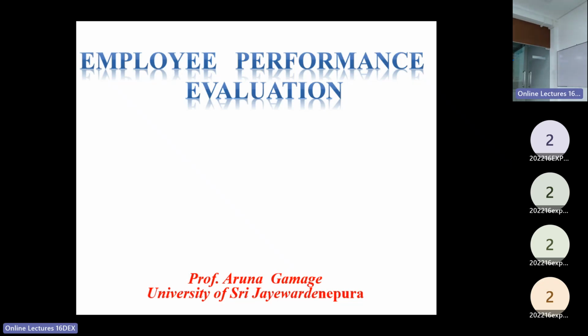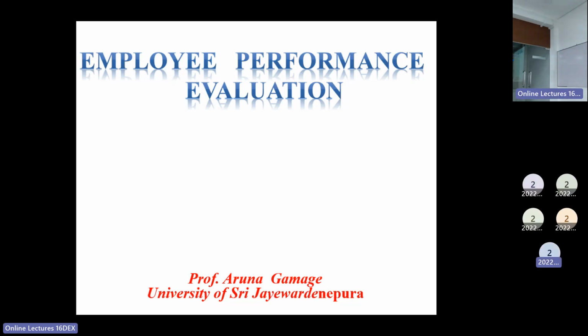So performance evaluation, although it is a secondary function, is being done by many organizations. Many organizations, both government, public and private sector, are doing it. But we have the capacity to say that.